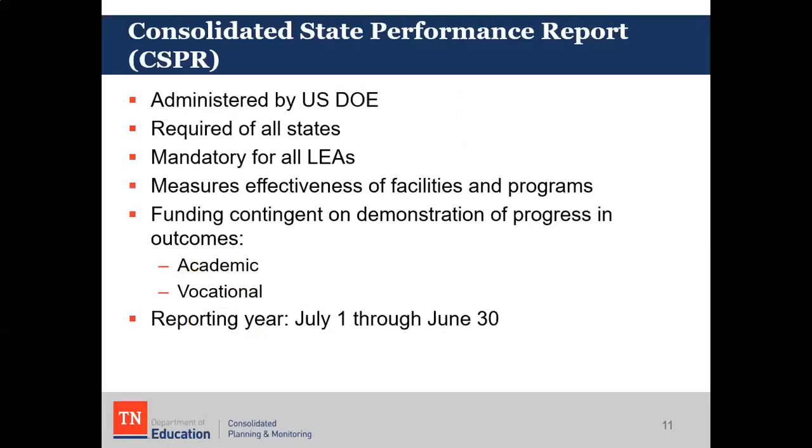In reporting, the Consolidated State Performance Report contains several elements. It is administered by the U.S. Department of Education. It is required of all states. It is mandatory for all districts. It measures effectiveness of the facilities and programs. Funding is contingent on demonstration of progress and outcomes, both academic and vocational, and the reporting year is July 1 through June 30th.